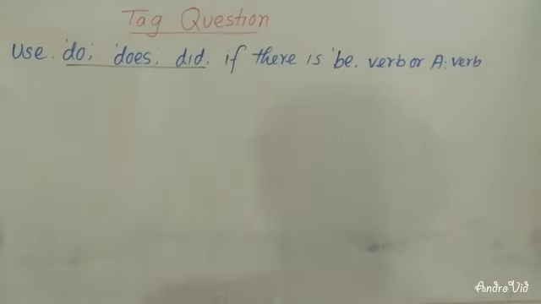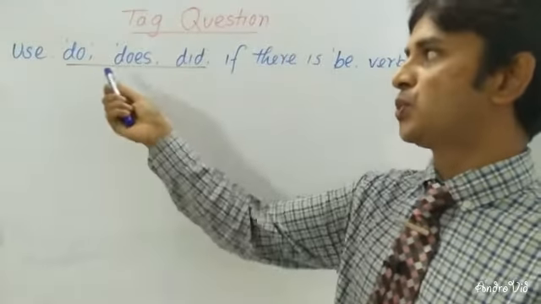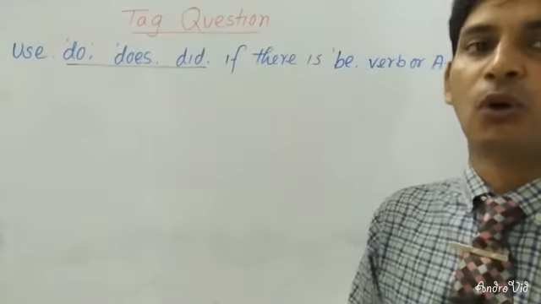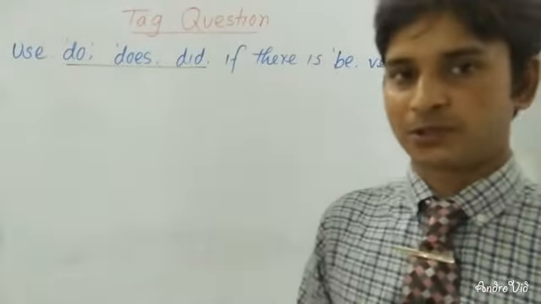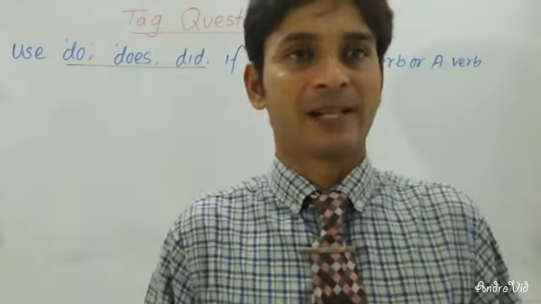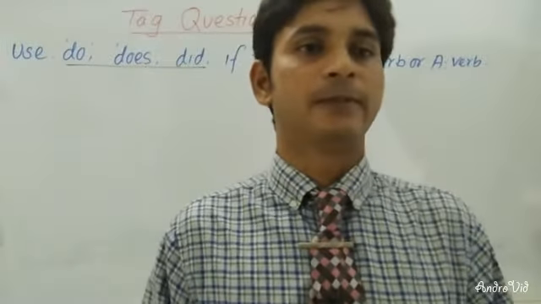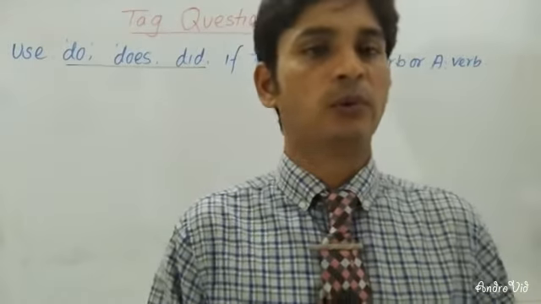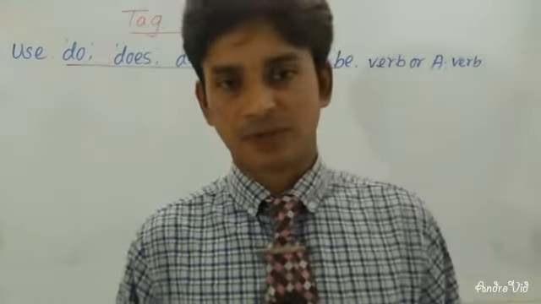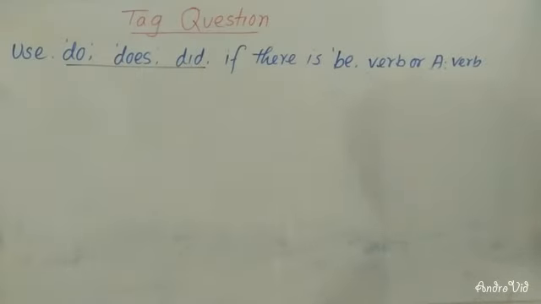Dear learners, at the time of making tag questions, you will have to use do, does, or did if in the sentence there is no auxiliary verb or be verb. You will have to use do, does, or did according to tense and subject. Dear learners, look at the board and try to practice it.